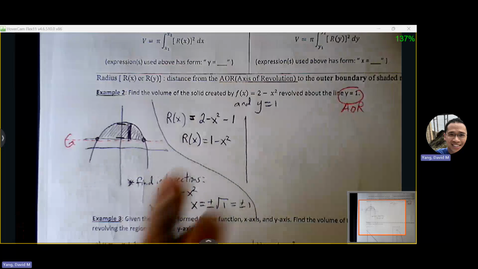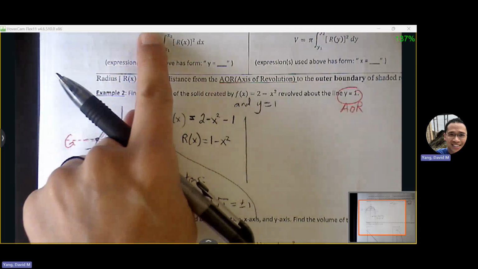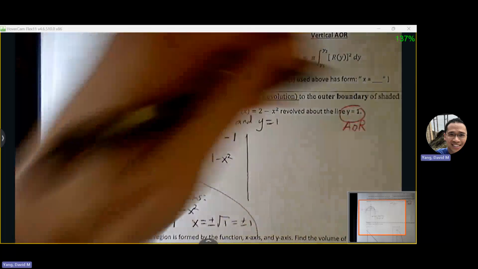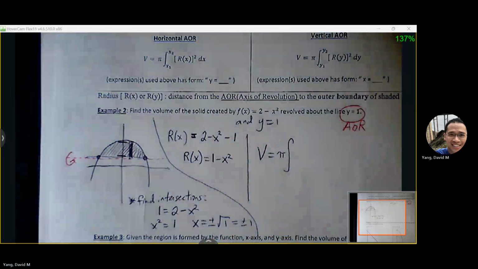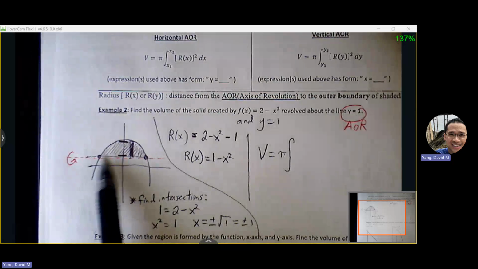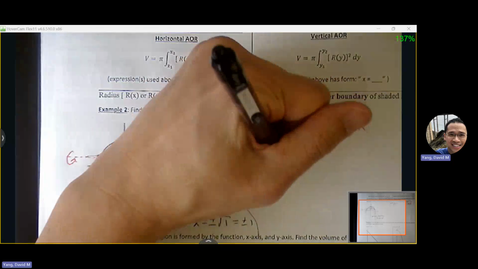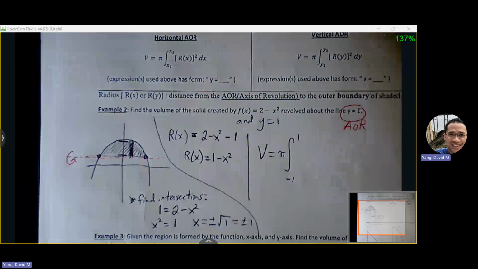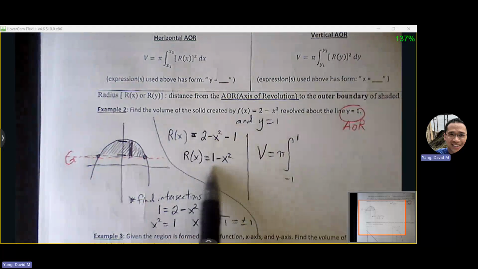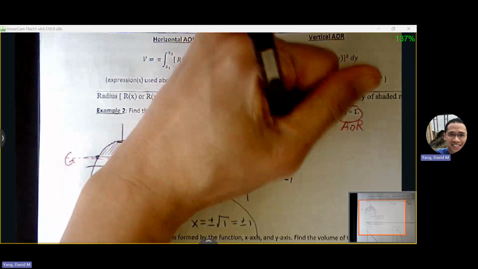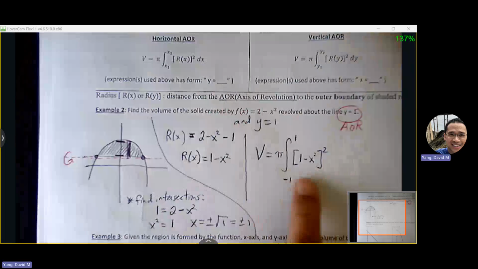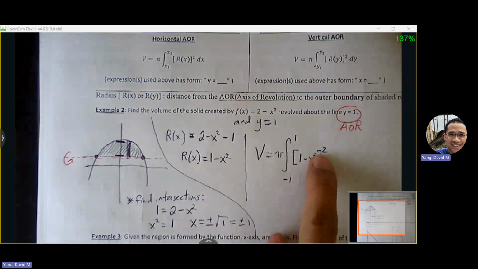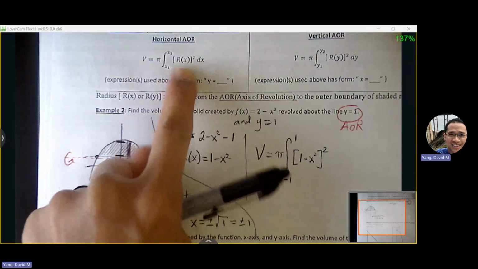Okay, I think we have everything that we need to put into our formula. So V is equal to pi comes first, x sub 1 to x sub 2. So -1 to 1, we have our boundaries from -1 to 1. We have our radius built, so just put our radius in. And we have to square that, right? Pi R squared.